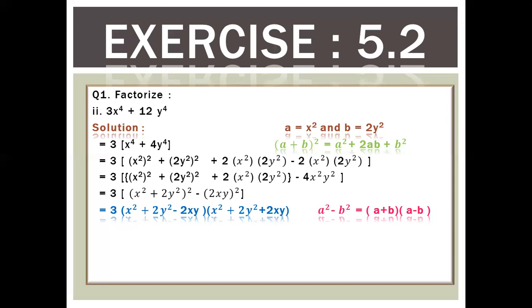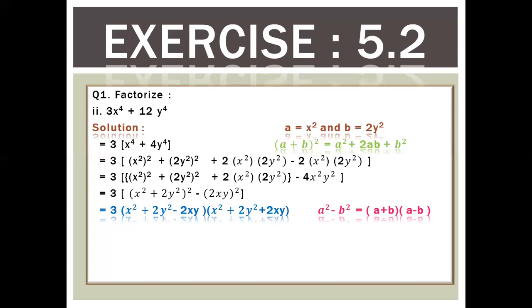We cannot omit 3 because 3 is a part of the question and we took 3 common from the expression. Again, I am explaining the same question to you. 3x4 plus 12y4. As you know, 3 is not the square of any number and 12 is also not the square of any number. So we take 3 common. The remaining expression becomes x4 plus 4y4.